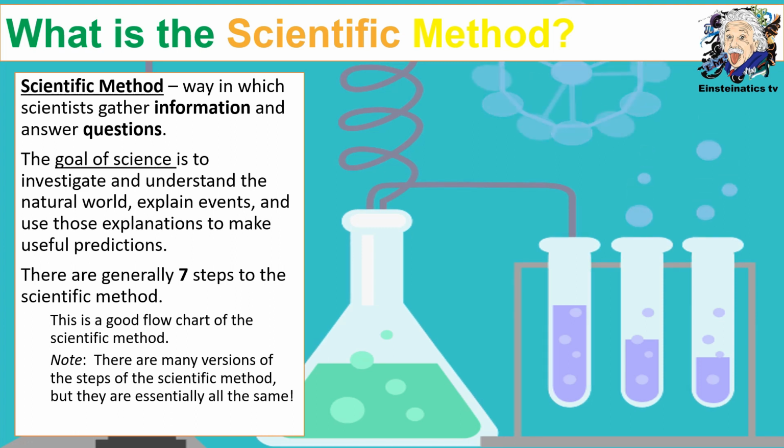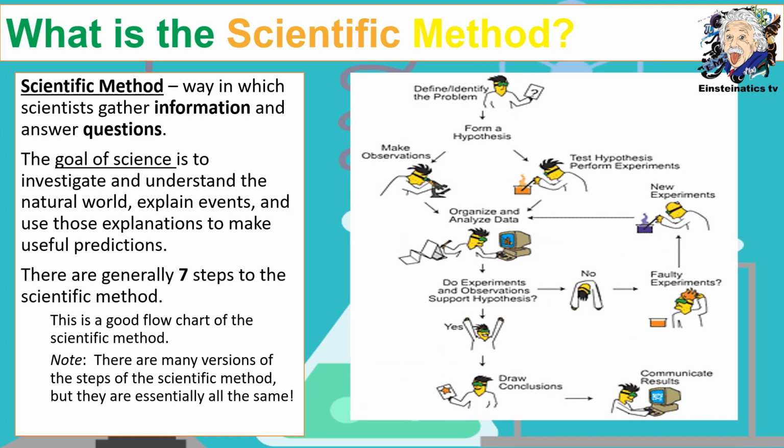Remember that the goal of science is to investigate and understand the natural world, explain events, and use those explanations to make useful predictions. Generally, seven steps are followed for the scientific method. If you look it up on the internet, you might be amazed at how many examples there are of how to make a scientific method.